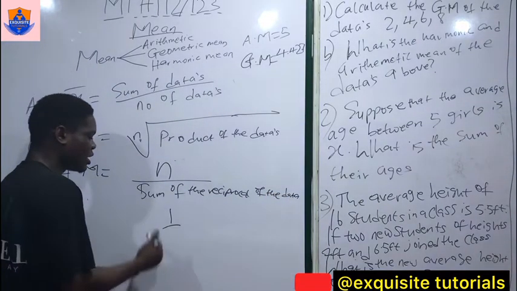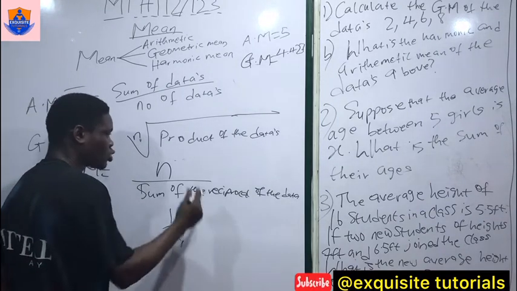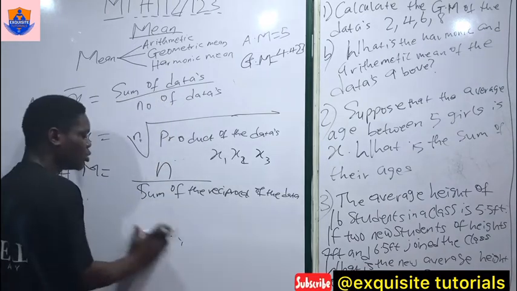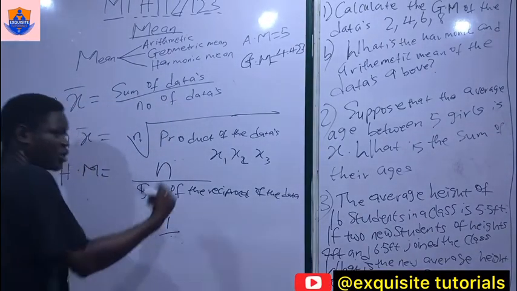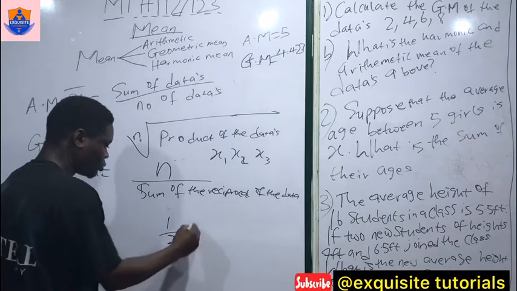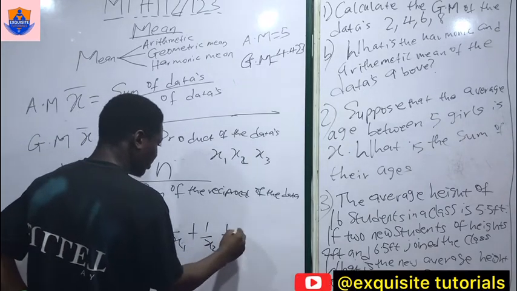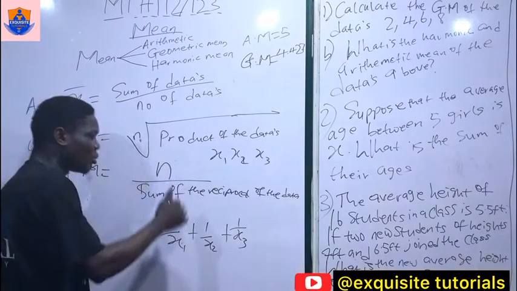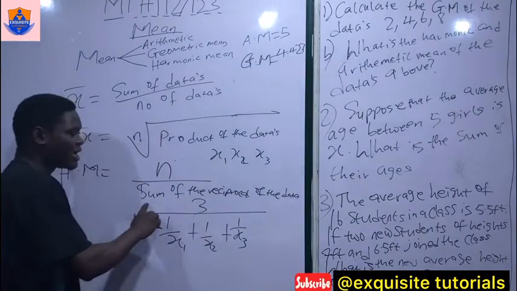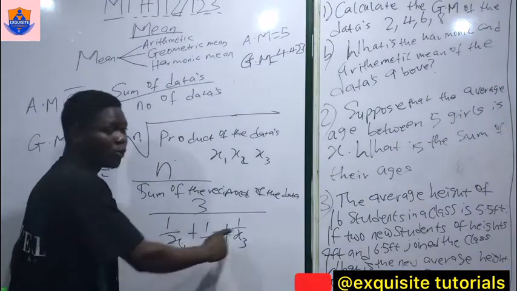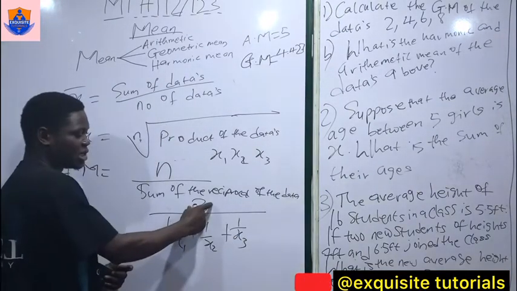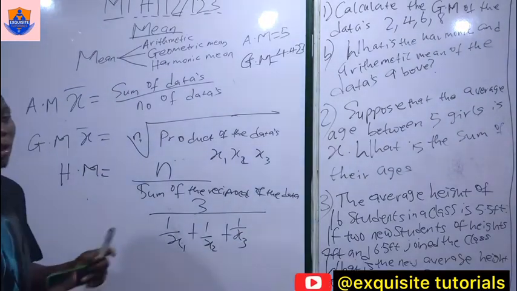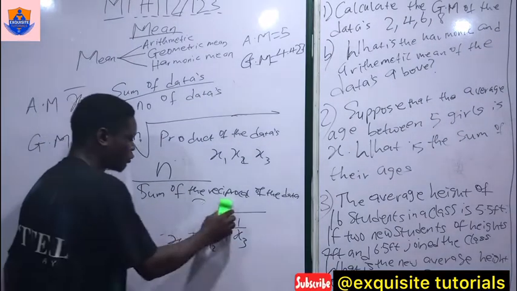If we have n data, let's say the data are x1, x2, x3. Now how do you get the harmonic mean? Find their reciprocals. Reciprocal is the inverse. So we have 1 over x1, 1 over x2, 1 over x3. So the harmonic mean is dividing the number of data, which is 3, by the sum of the reciprocals. We get the reciprocals, then add all of them together, and divide the number of data by your result. That is how you get your harmonic mean. So let's get the harmonic mean of that question.